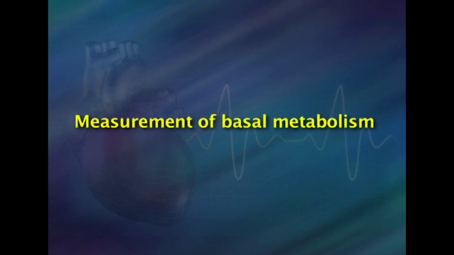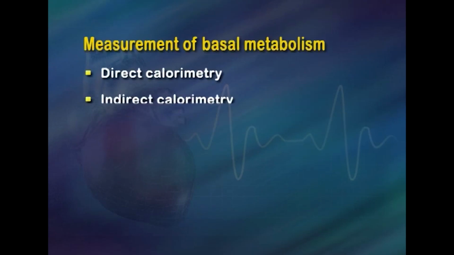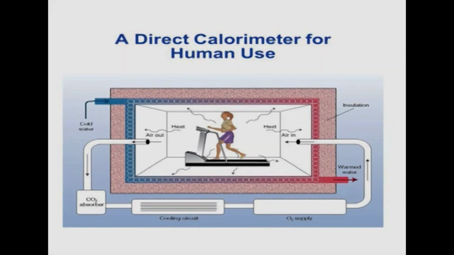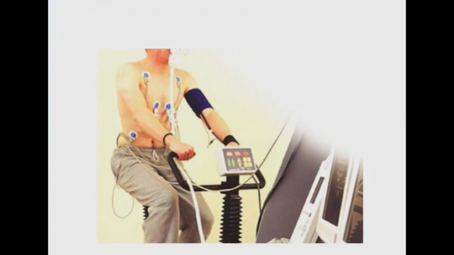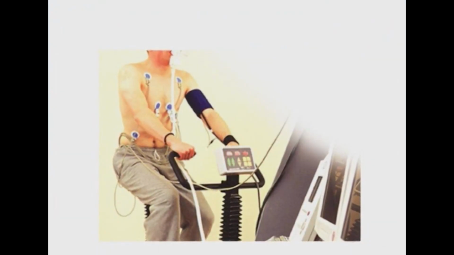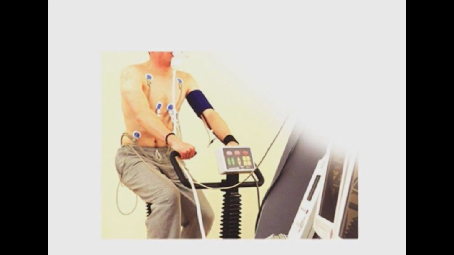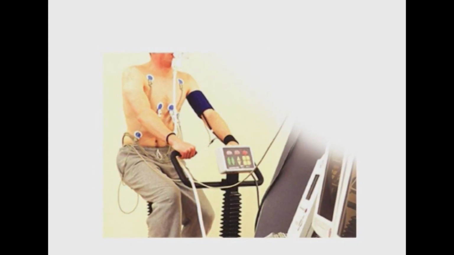Measurement of basal metabolism: direct calorimetry and indirect calorimetry. One disadvantage of direct calorimetry is that the measurements can only be made over periods of several hours or more, since the technique assumes that there is no net increase or decrease in body temperature over the measurement period. And indirect calorimetry is based on the fact that oxygen used and carbon dioxide produced are in proportion with the heat generated. So, BMR is measured by indirect calorimetry under the following conditions.